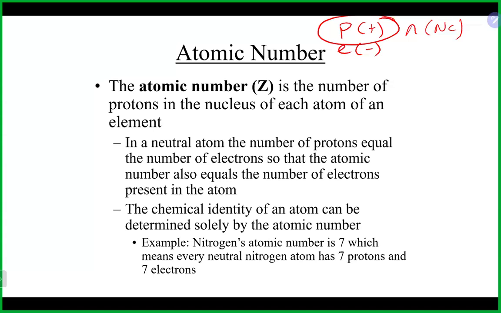Now, where can we find atomic numbers? If we look on the periodic table, maybe there. So we take a look at the periodic table and we look at the number up on top of the element. That is the atomic number. So you can find the atomic number on the periodic table right above the element.